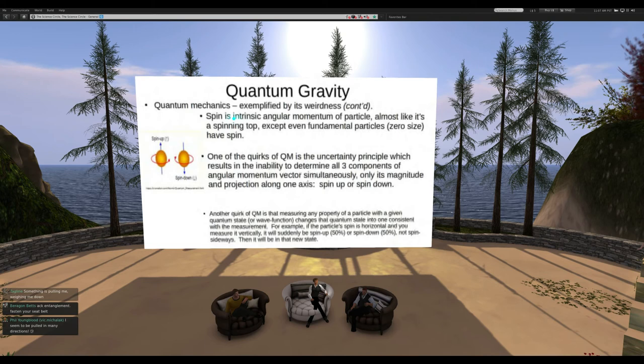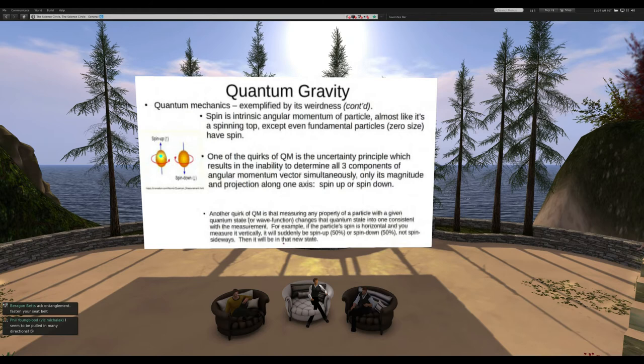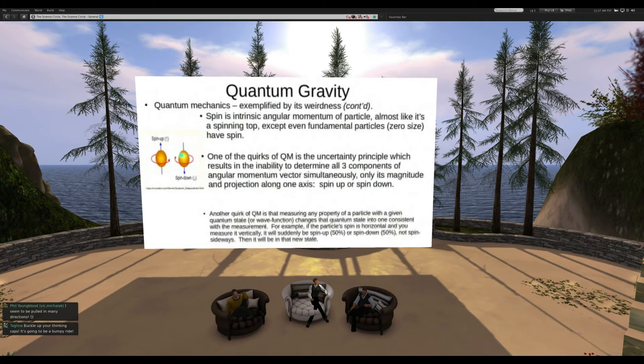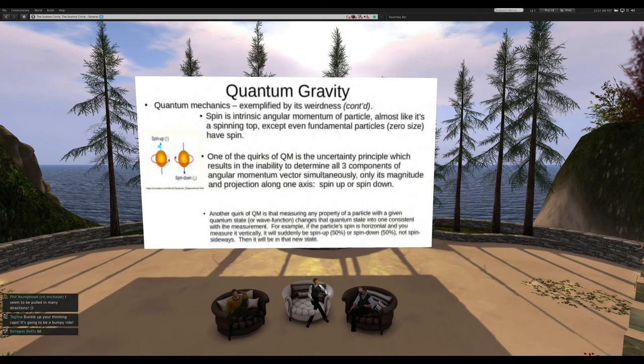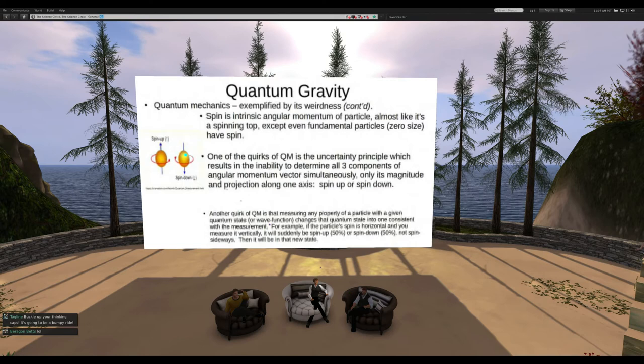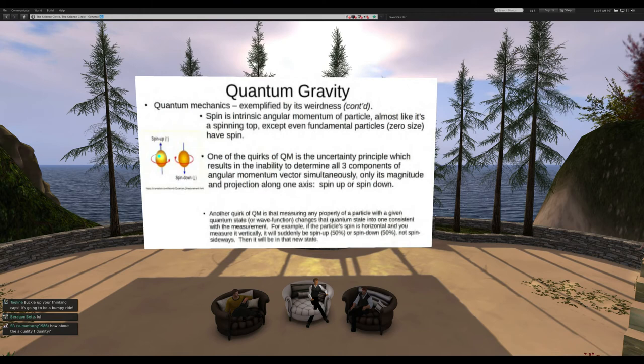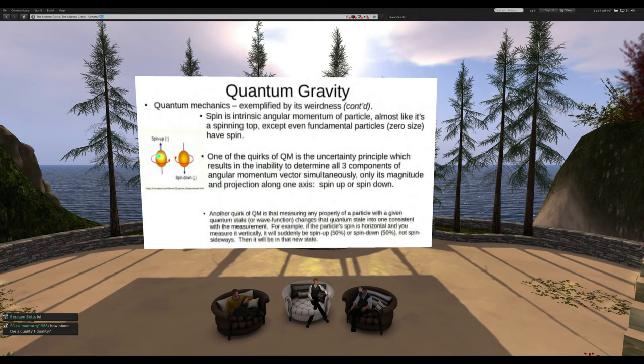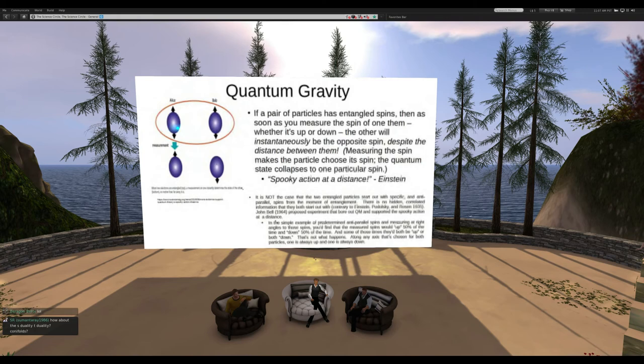We have to talk about what spin is. Particles act like they're spinning. Of course, if they're fundamental particles with zero size, it doesn't make sense that they'd have spin, but it's some kind of intrinsic property of them. One of the quirks of quantum mechanics is that you can only measure one component of the angular momentum at one particular time. And whenever you measure it along a particular axis, it's always spin up or spin down. Doesn't matter what the original spin was. That becomes the new spin after you measure it. Again, this is kind of weird, but that's quantum mechanics.